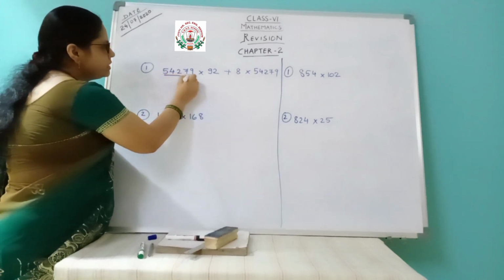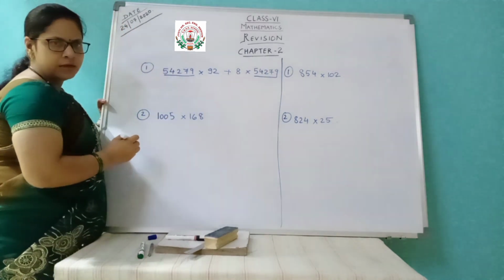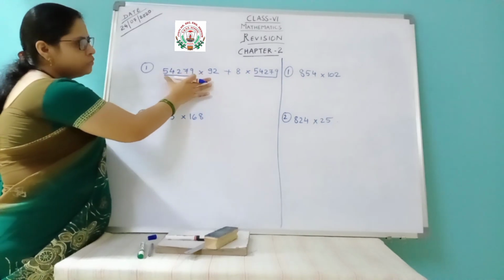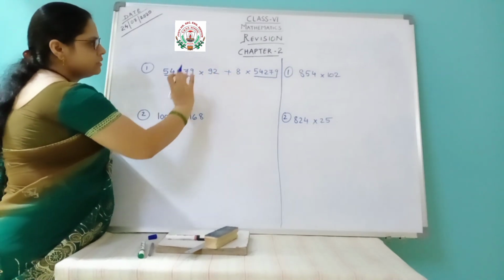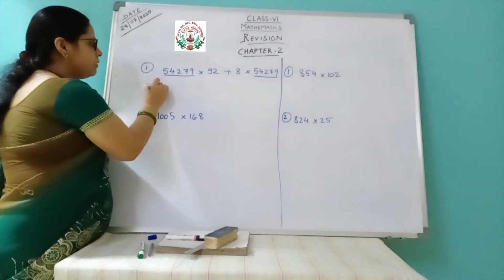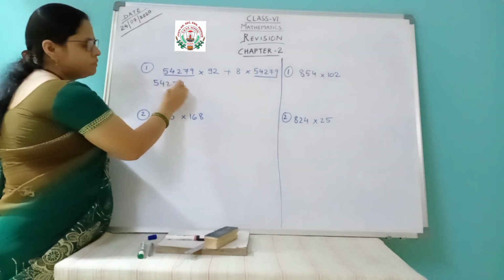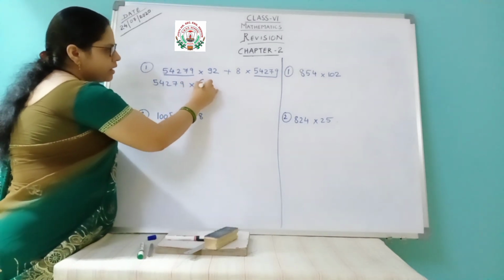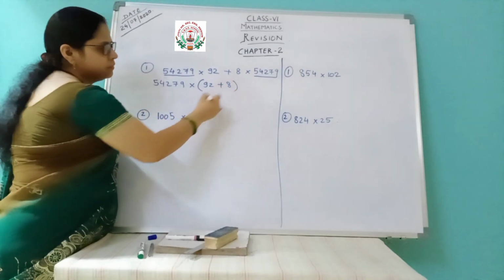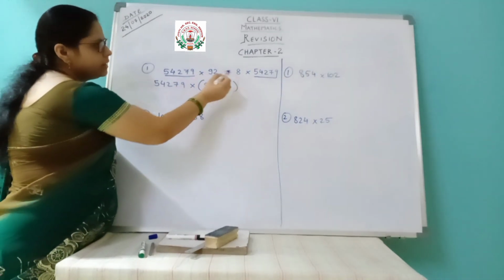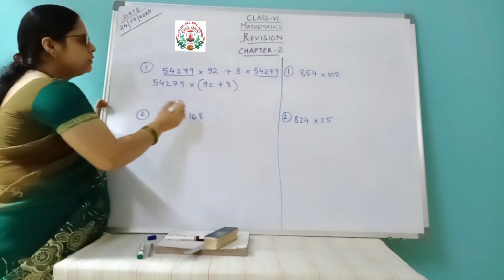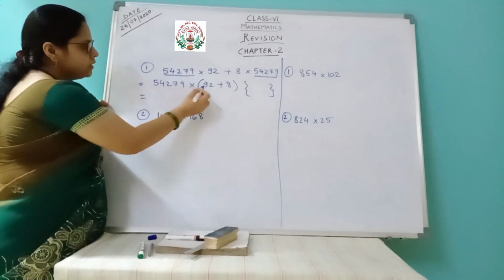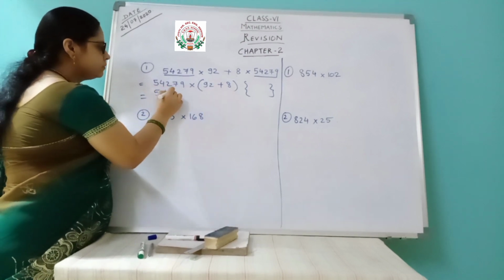So what are we doing? This number and this number are coming on both sides, after the plus, separated. The plus is there. So out of this we can take out 54,279 as common. Then multiplication. Then in the bracket, 92 plus 8 will come. This 92 and 8 are remaining, so we are writing them in the bracket. Here is the reason you will write down distributive property. Then 92 plus 8 is 100.